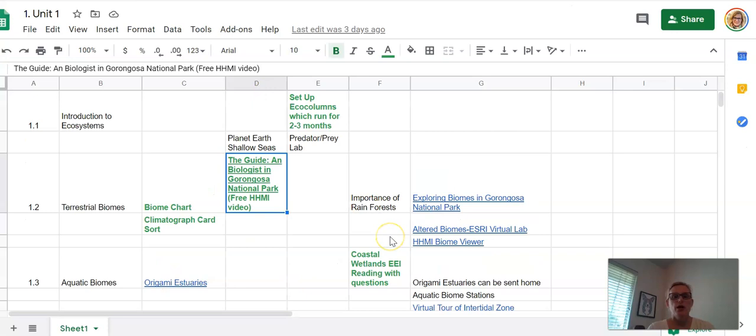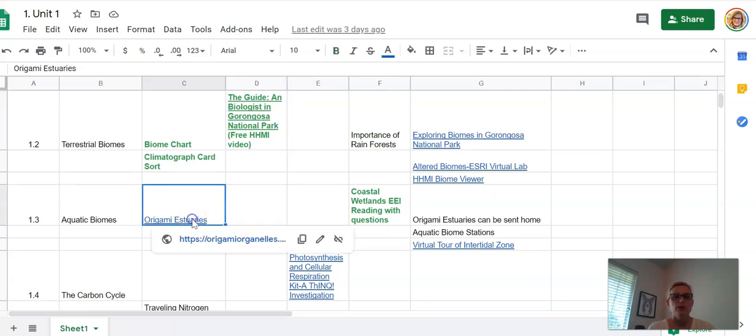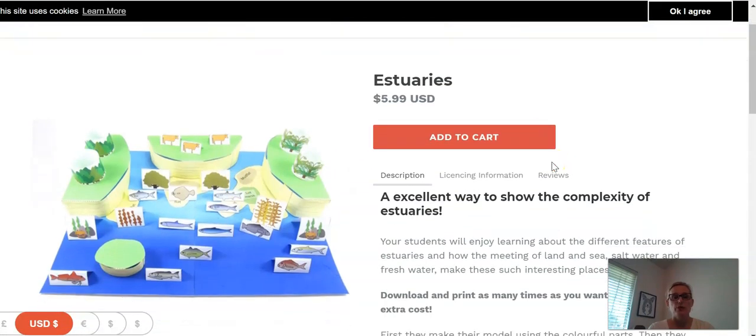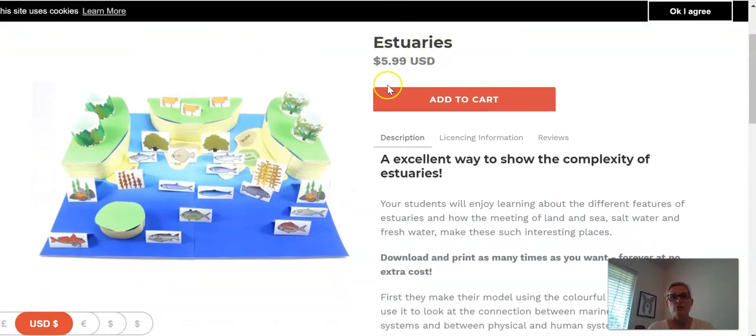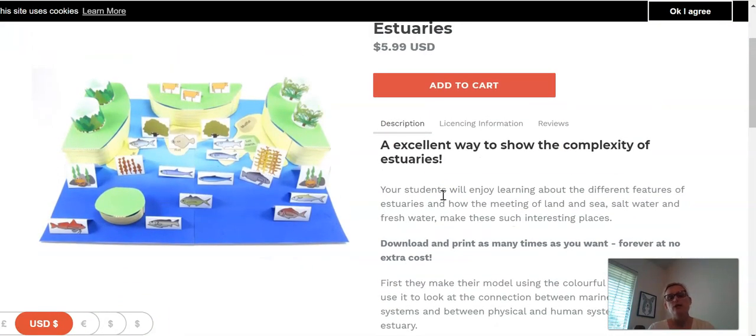Okay, so some items in here I don't own and I can't give you the rights to them. So sometimes a link will take you to the place to buy it. So example, this is estuaries. This is origami estuaries. And so you can buy the digital copy for $5.99, which I may actually do. And it's something that I could send home with remote learning.